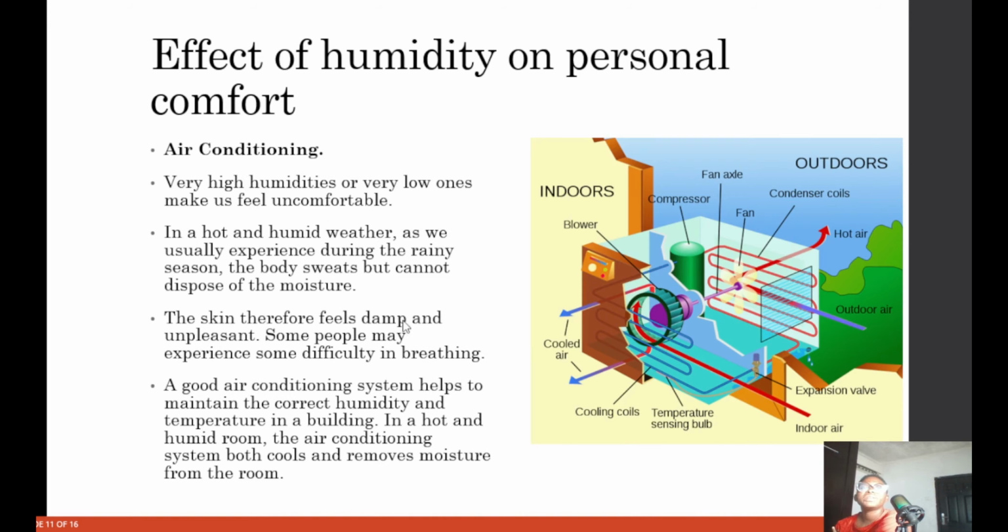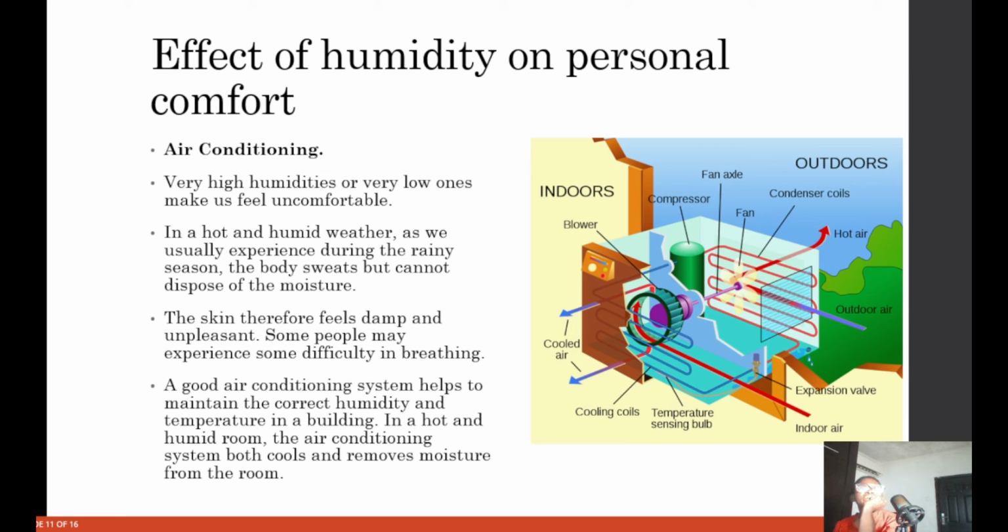Effect of humidity on personal comfort. Very high humidities or very low ones make us feel uncomfortable. In hot and humid weather, as we usually experience during the rainy season, the body sweats but cannot dispose of the moisture. The skin therefore feels damp and unpleasant. Some people may experience some difficulty in breathing.